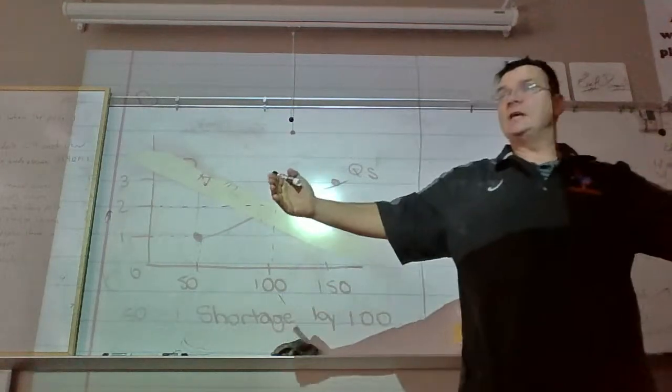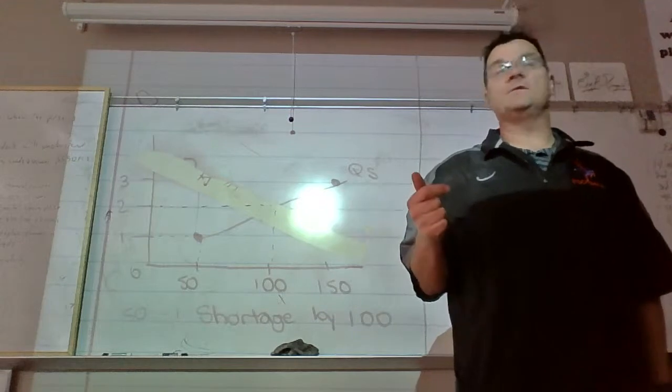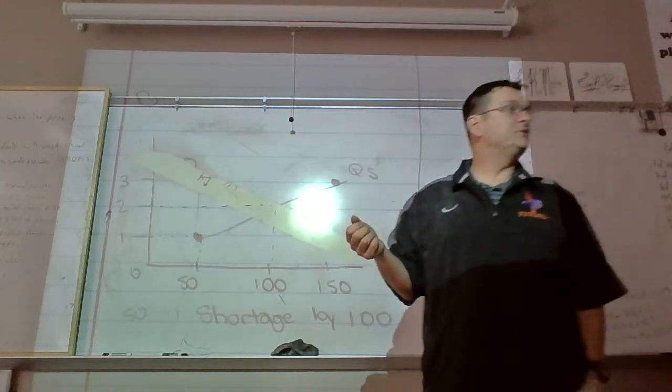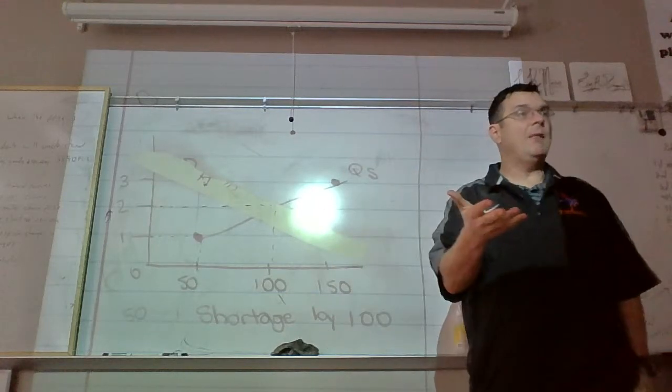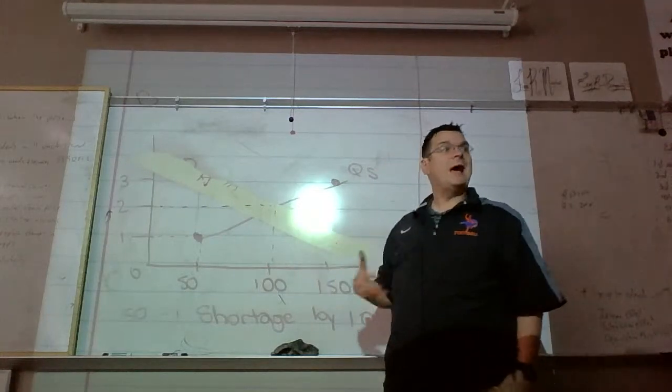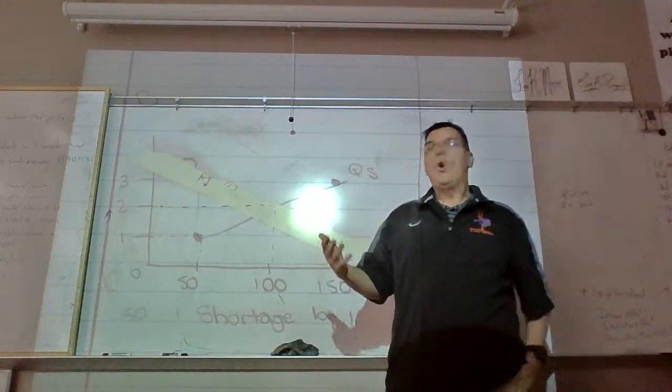The law of demand said what? As the price goes up, what happens? Quantity demanded goes down. You understand that, right? Price goes up, people buy less of it. This one's a little harder. When the price goes up, the quantity supplied goes up. All right? Why is that?